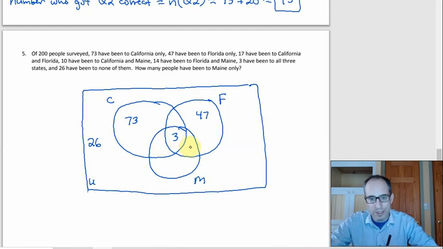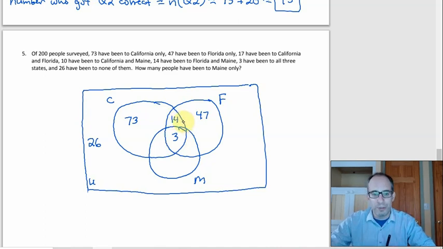And the thing we're trying to eventually get is Maine only, so the part of the M circle that doesn't overlap. But we can get these 3 pieces here, because we know if we go back up, 17 have been to California and Florida. So the California and Florida intersection is here, right? It's this football shape. We've got 3 here. It's got to be 17 total. So that means there has to be a 14 there. So then you get 17 for California and Florida.